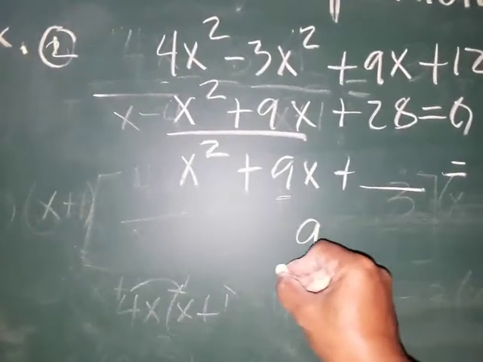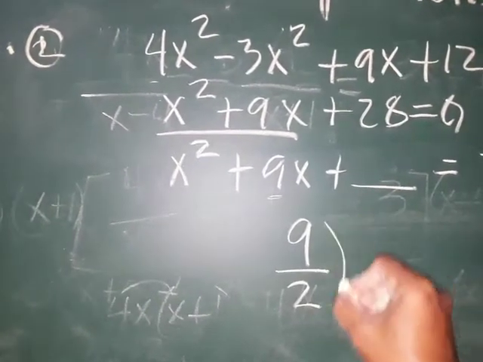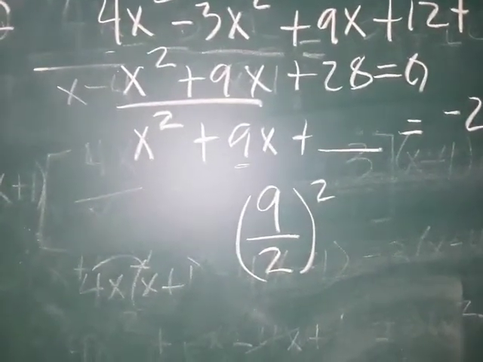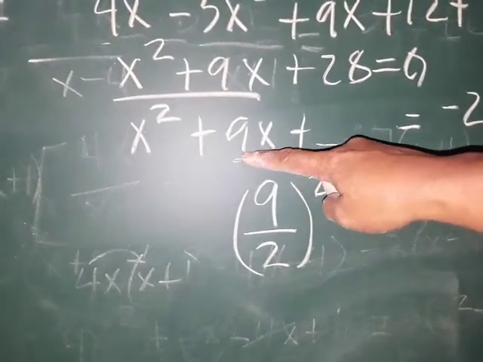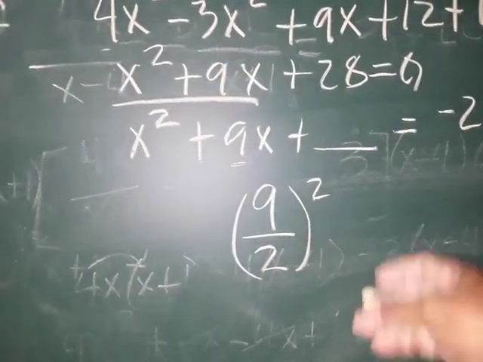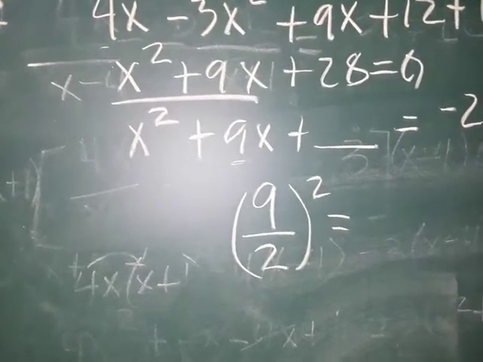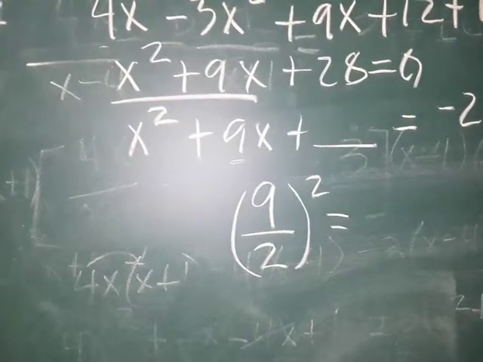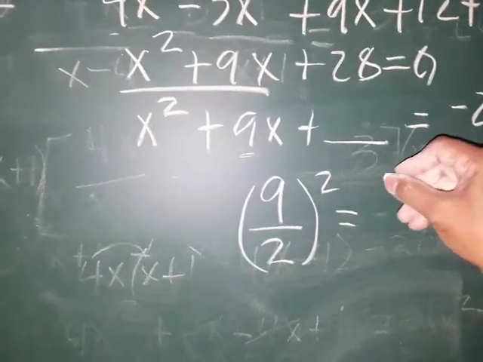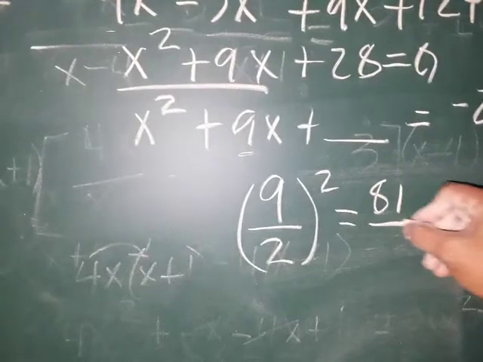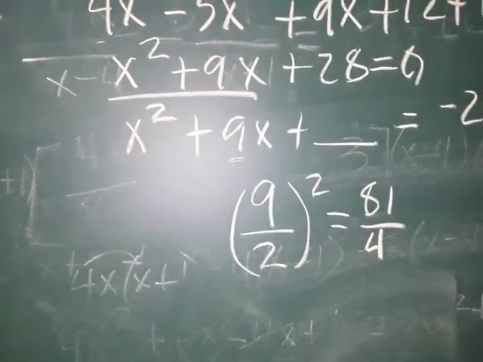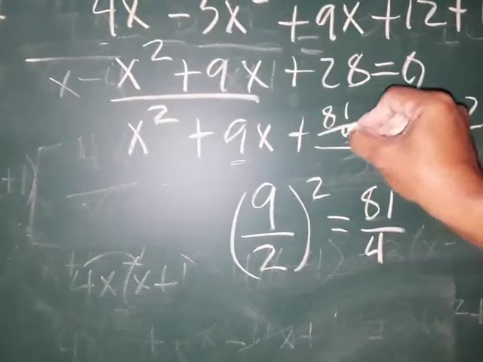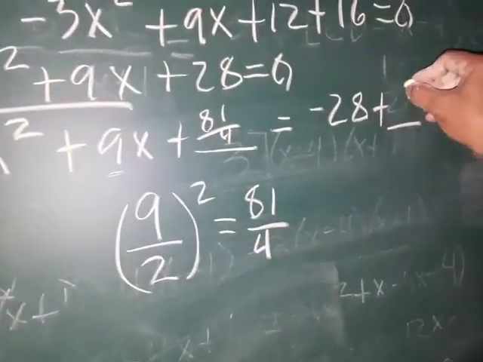So, 9 divided by 2 squared. Ganyan po ang pagkuha ng completing the squared. Ulitin natin, kunin yung number sa gitna, divided by 2, and then squared. Is equal to 9 over 2 squared, answer is 81 over 4. Okay, so we're going to add 81 over 4, 81 over 4.